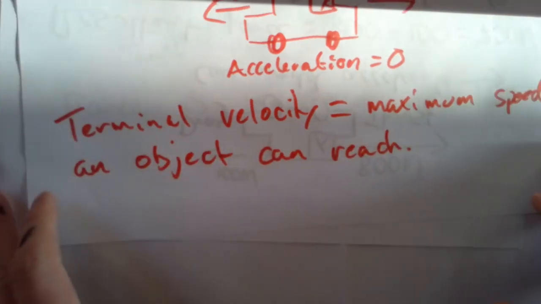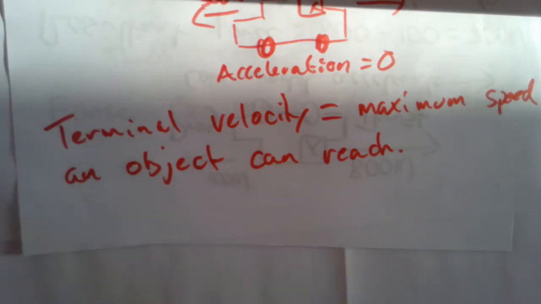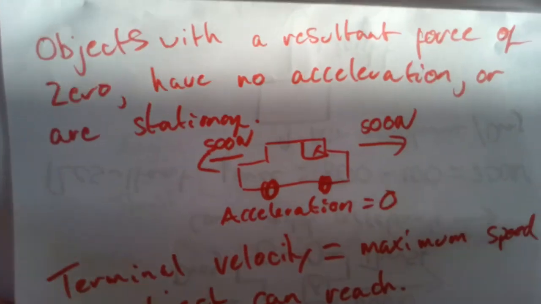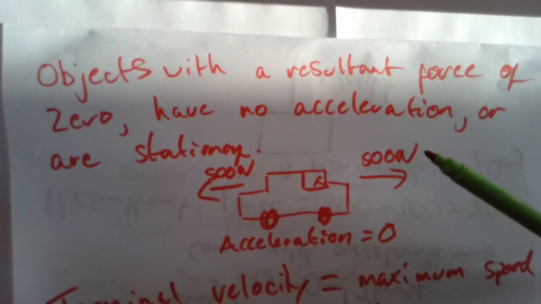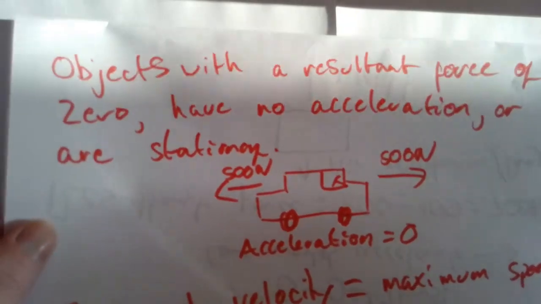Okay, and it reaches this maximum speed because all the forces on it are balanced, and so you can no longer get any acceleration. All objects have to obey Newton's first law. So they all must have a maximum speed. Good.